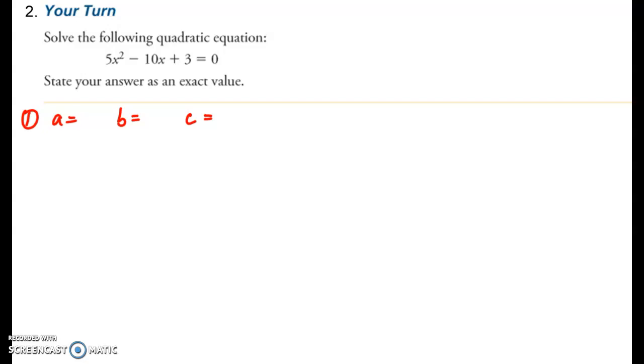We need to check if it's in standard form already before we can do that. So this is in standard form. A equals 5, B equals negative 10, C equals 3.